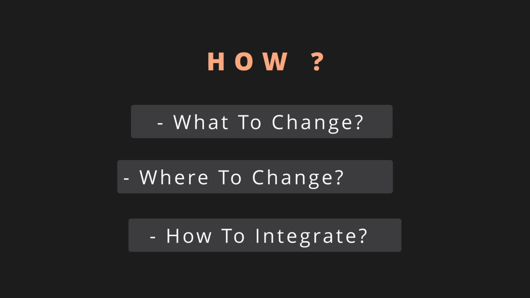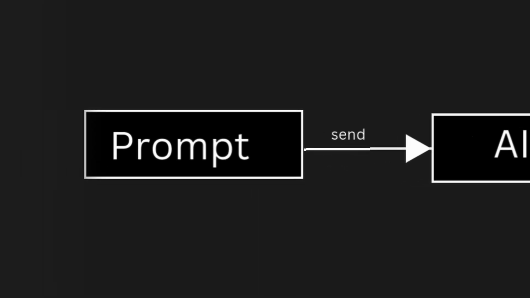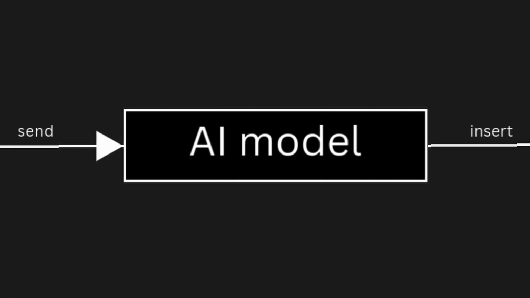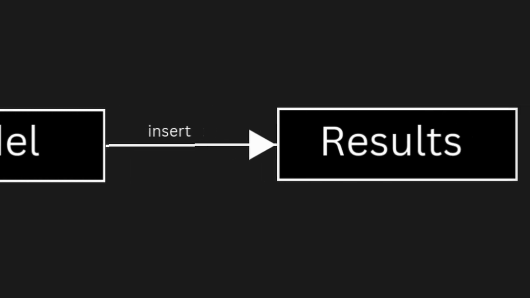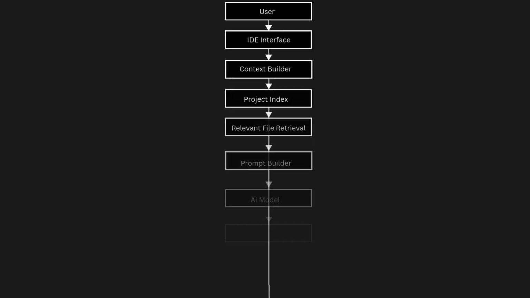Most people imagine the process is something simple. A developer writes a prompt, the code editor sends it to an AI model, the model generates code, and the editor inserts the result. From a bird's eye view, that explanation sounds reasonable, but the reality is far more complex.